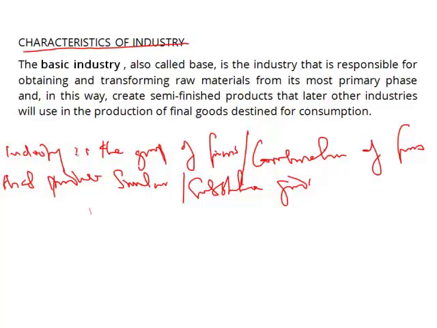Basic industries are also called the base. They are usually responsible for obtaining and transforming raw materials from their most primary phase, and in this way create semi-finished goods that other industries will later use in the production of final goods destined for consumption. Generally, these are heavy industries since they consume very large quantities of raw materials, and they usually require very high capital investment given the amount of resources responsible for transformation.